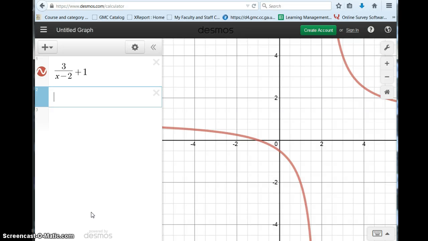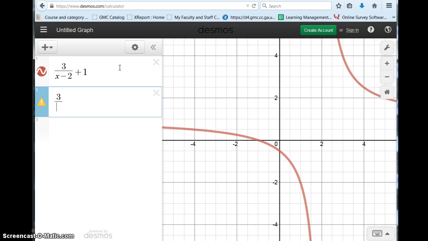Okay, I'm back with my Desmos graphing calculator to look at number 2 from week 5. And we have the function. This is telling me here on the graphing calculator I'm doing a function: 3 over x minus 2, and then plus 1. I'm going to show you, and this is correctly graphed here in red.